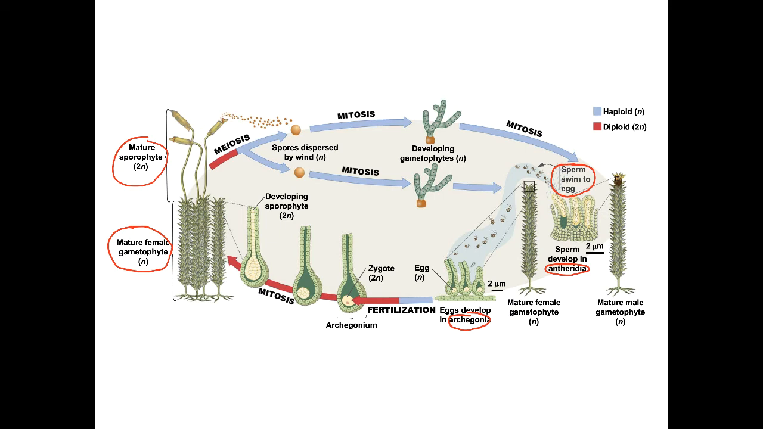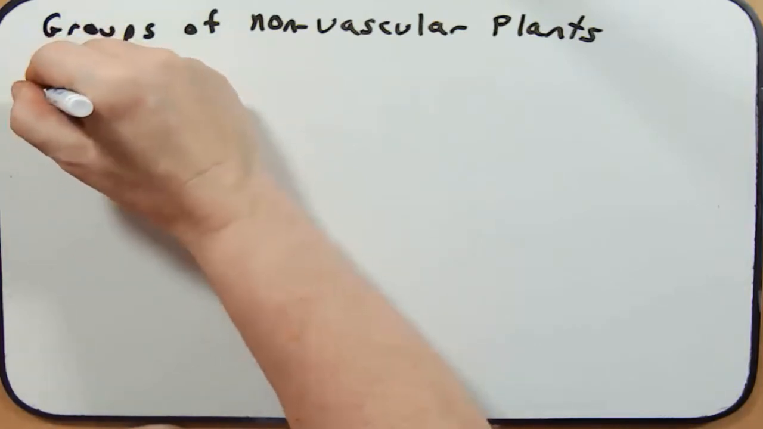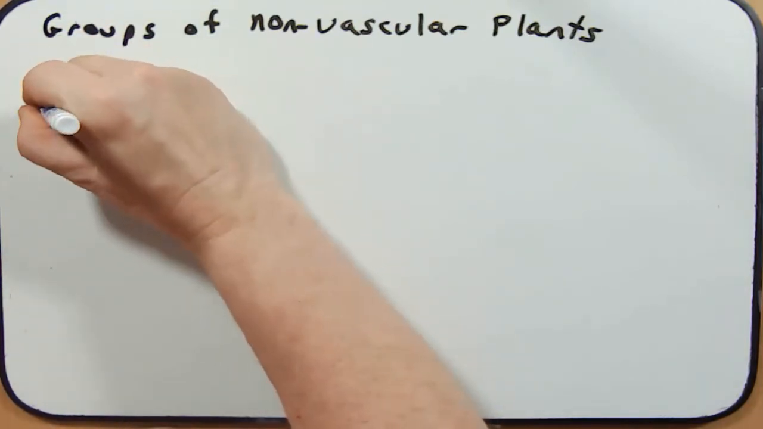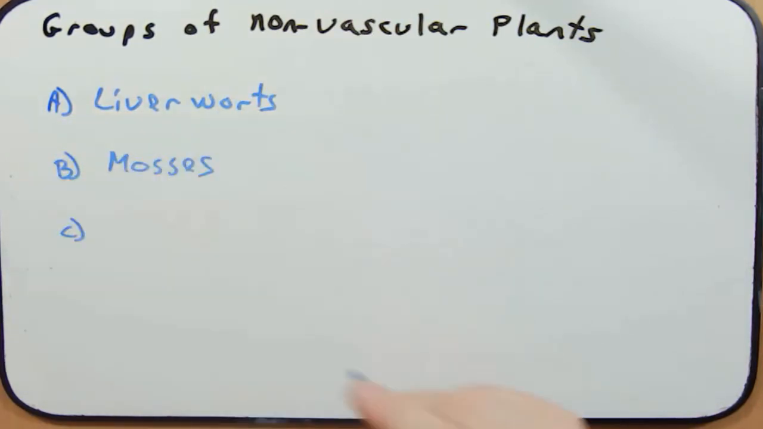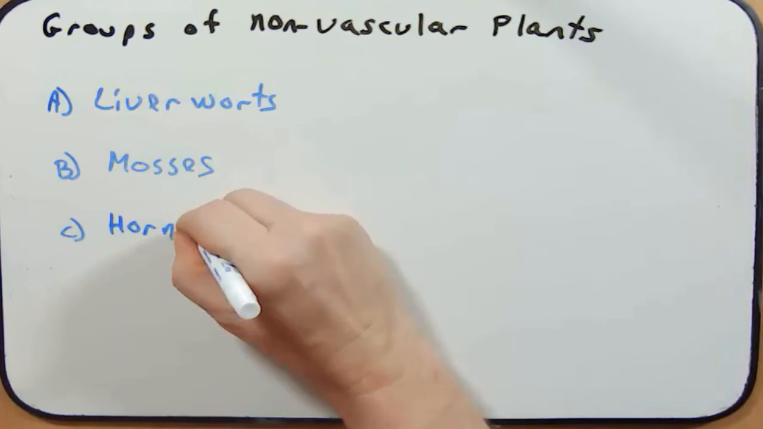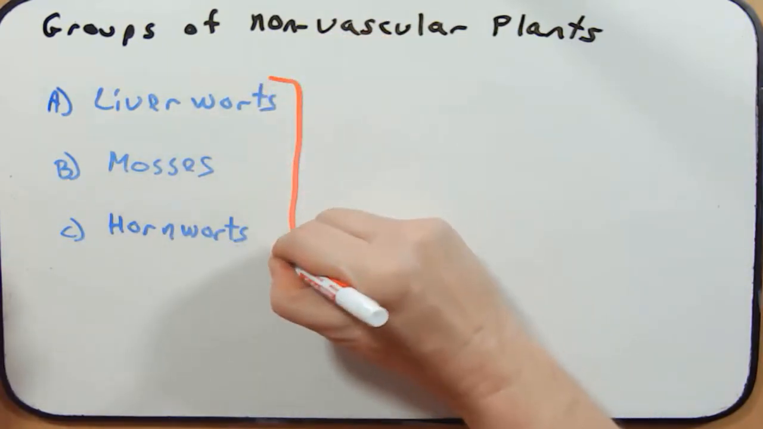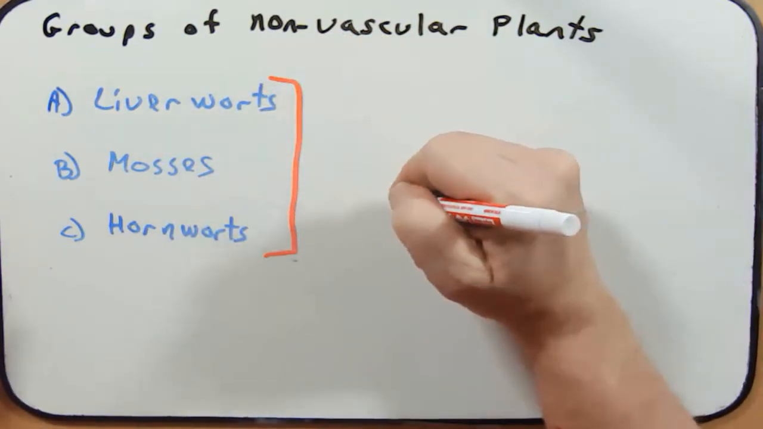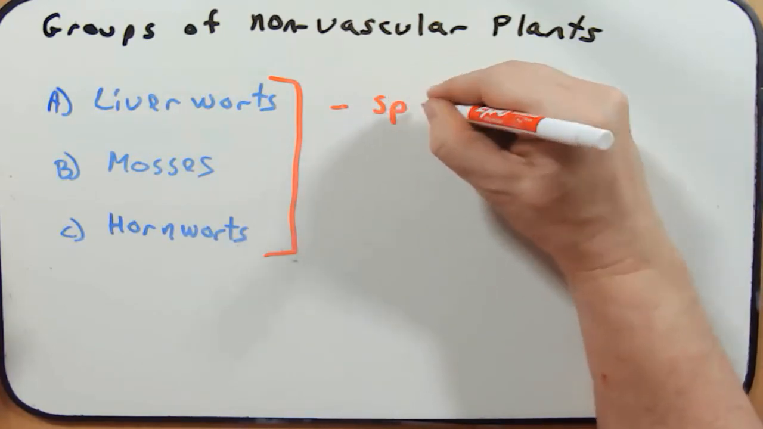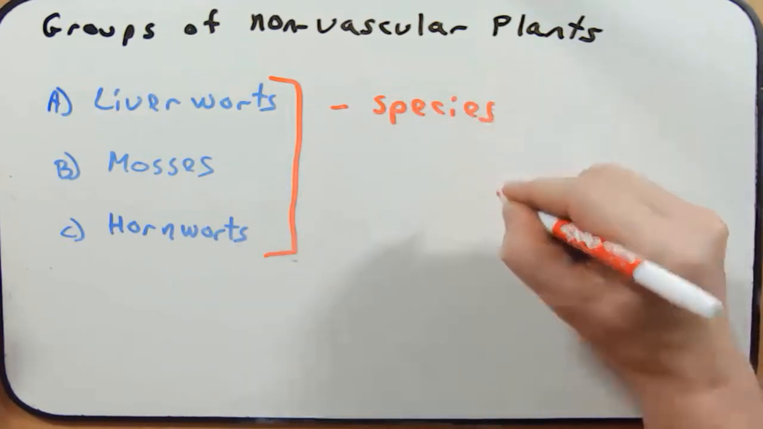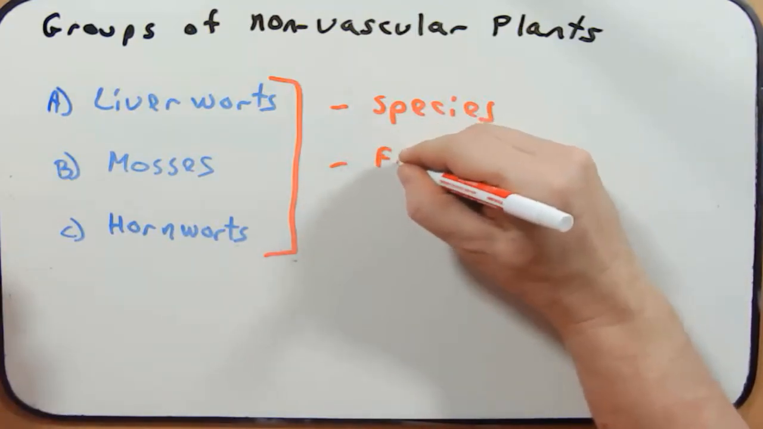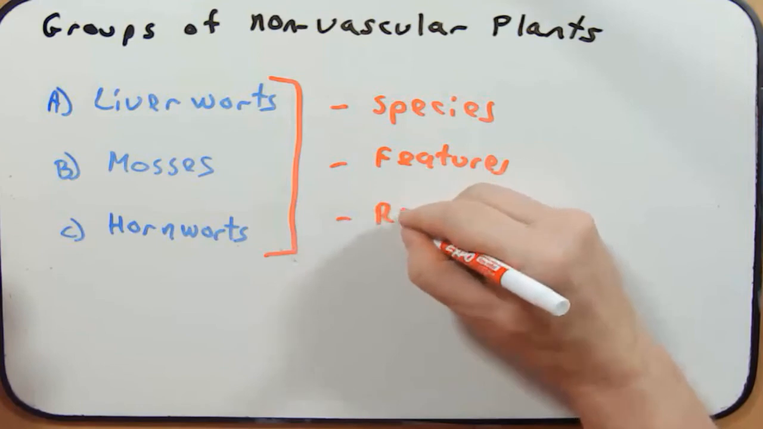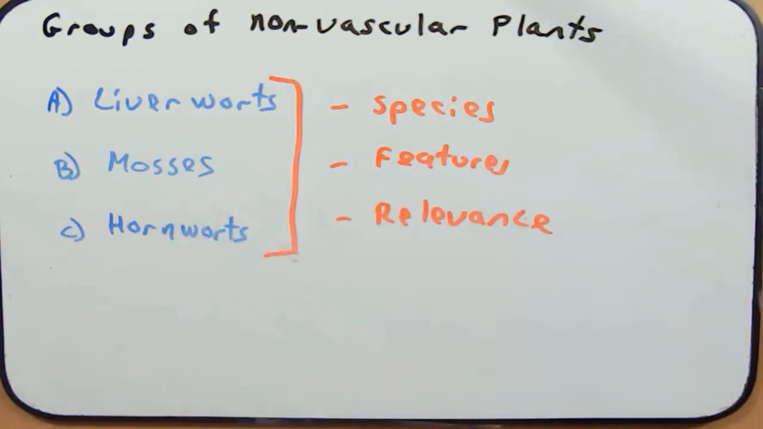I'd now like to move on to our second learning objective for today. And remember, the three groups of non-vascular plants are the liverworts, the mosses, and the hornworts. As I talk about each of these three groups, I'm going to mention approximately how many different species exist within each group, and a few features about them and some interesting things about them. But let's begin with the liverworts.